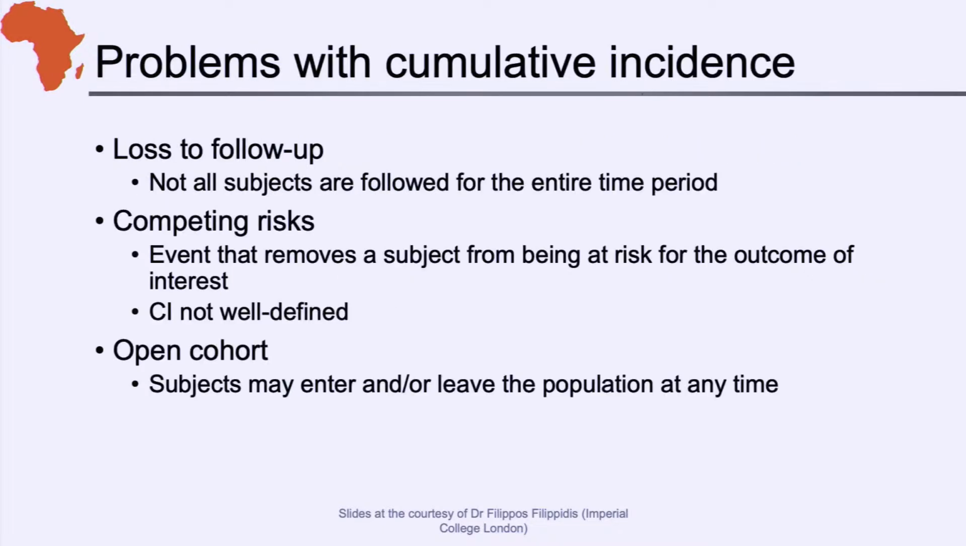Problems with cumulative incidence is that you may experience a loss to follow up, so not all subjects are followed for the entire time period. You have competing risks, so events that remove a subject from being at risk for the outcome of interest. Say, for example, they have a coffee, and then they wake again. Or cumulative incidence may not be well defined in a study. And the problem is also you cannot apply it to open cohorts. So cohorts in which you have people entering and leaving the population at any time, then this doesn't work.